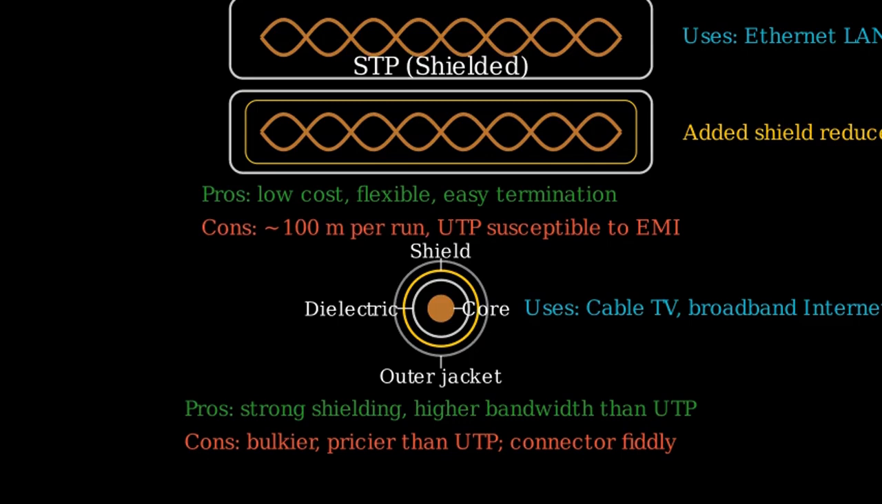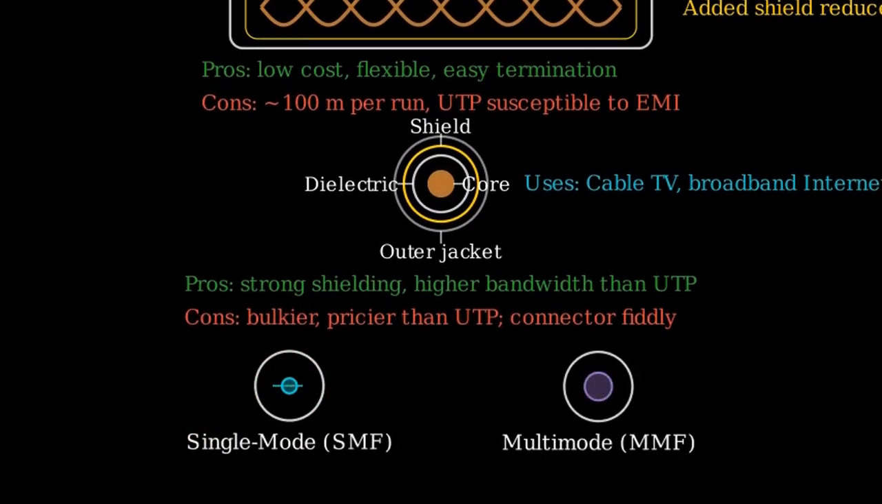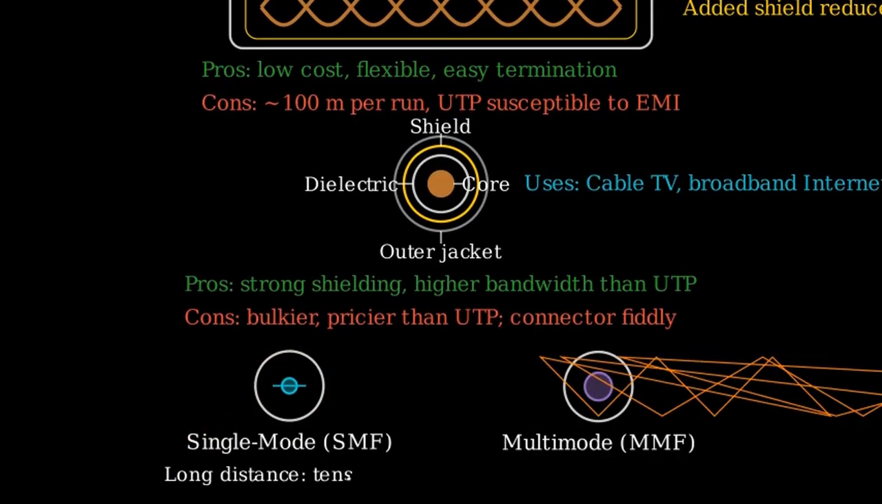Third, fiber optic cable. It uses glass or plastic to guide light. A core carries the light, and cladding keeps the light inside by reflection. There are two main modes. Single-mode fiber has a very thin core and uses laser light for extremely long distances. Multimode fiber has a thicker core and uses light-emitting diodes for shorter distances.